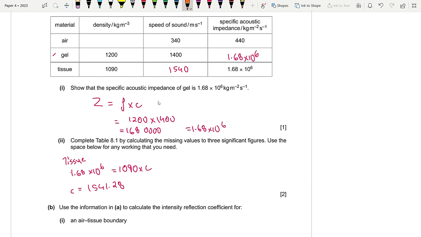On the other hand, for air, Z, 440 is equal to 340 times rho, so 440 divided by 340 is, I think I made a mistake, 440 divided by 340 is 1.29, sorry, calculator error. 1.29 to 3SF. So that's it. 1.29 and 1540. That's that. So why was it given to 3SF? As you can see in the data, 3SF, 3SF. And yeah, this was also in 3SF. And they did tell us missing values to 3SF. I totally overlooked that, my bad. That was already mentioned.